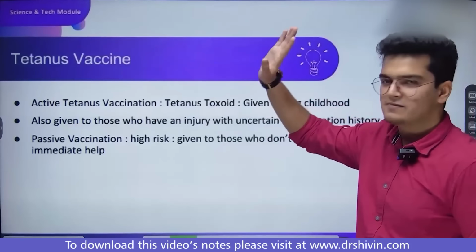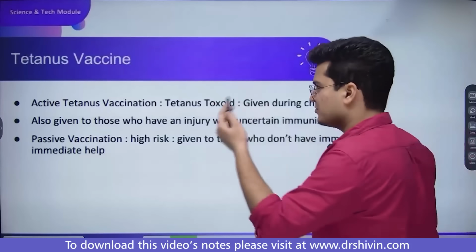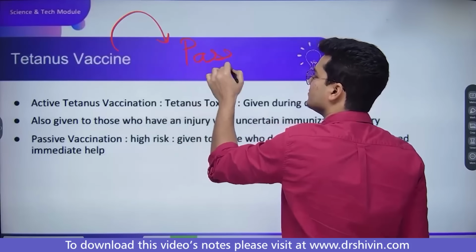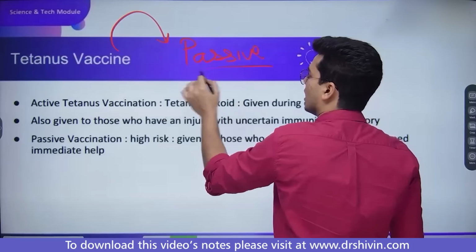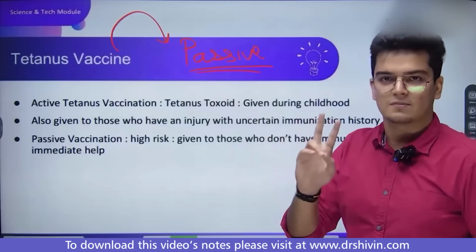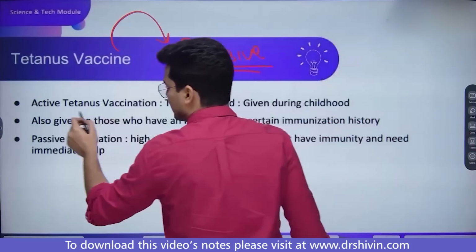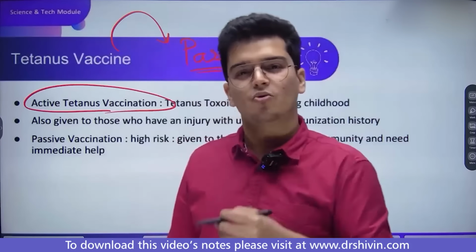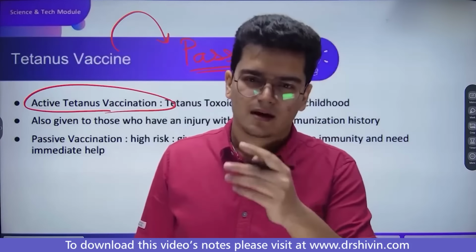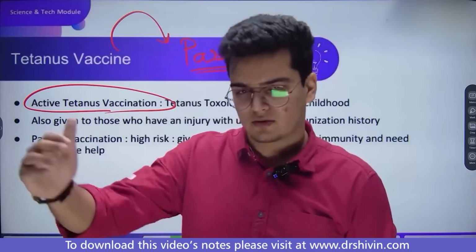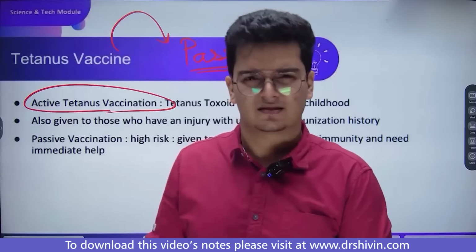Now, tetanus vaccine. I knew your next question would be this. This is why I put it in the slide here. I had said earlier that this is a passive vaccine. Now I am saying that it is a toxoid vaccine. So tetanus vaccine is of two types. One is active tetanus vaccination. What will be active vaccination? I will let my own body form the antibodies. This is given to children, to growing children, around 10 years and 16 years it is given.